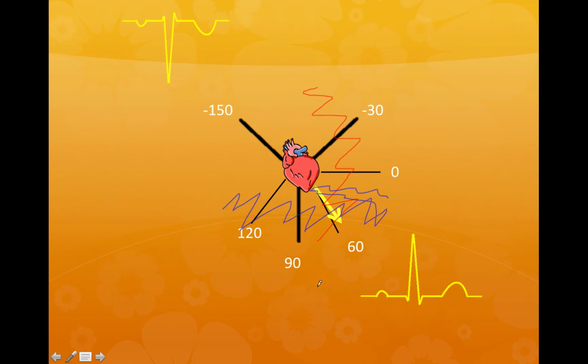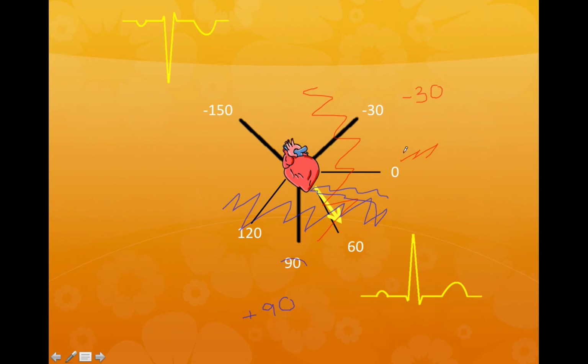A deviated axis would be greater than 90. So a right axis deviation is greater than 90. And a left axis deviation is greater or less than, depending on how you want to look at it, minus 30.